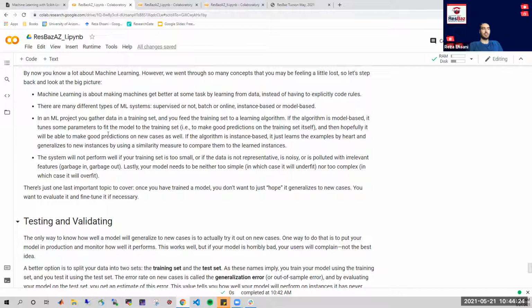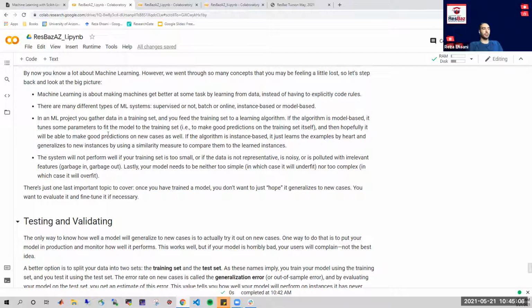We talked about the typical steps in a machine learning algorithm, which starts with gathering data for training sets, feeding the training data to your machine learning algorithm. If it's model-based, it will tune some parameters and fit a model to the data. If it's instance-based, it will learn by heart, define a measure of similarity, and try to classify or predict a value for our target. And finally, we said that if the training set is too small, if the data is non-representative, and if it's noisy or polluted with irrelevant features, our model is not able to learn.